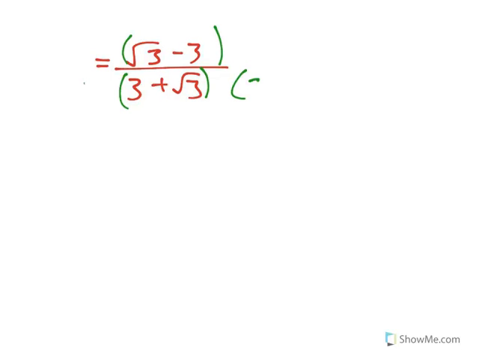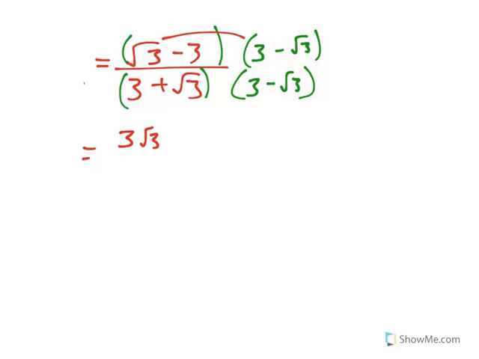So this is going to be equal to square root of 3 minus 3 over 3 plus the square root of 3. Can't leave it like this. We have to rationalize our denominator. So we multiply the top and the bottom by the conjugate of the bottom. That means the same binomial, but you change the sign between them. In the numerator, we're going to end up with 3 square roots of 3 minus 3 minus 9 plus 3 square roots of 3.